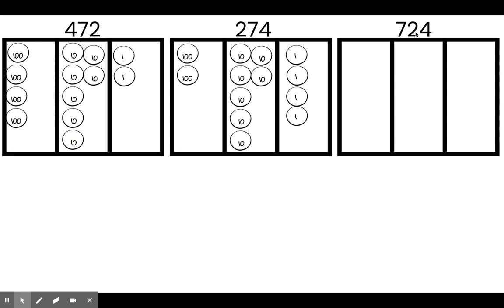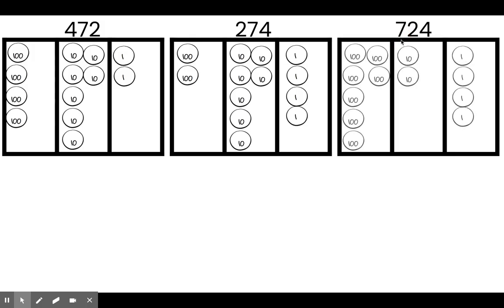Let's take a look at 724. In 724, we have 7 groups of 100, 2 tens, and 4 ones. Take a minute to check your work. Were you able to represent each of these numbers using place value discs? If you need to pause the video and compare, you can. This would be a great time to do that.